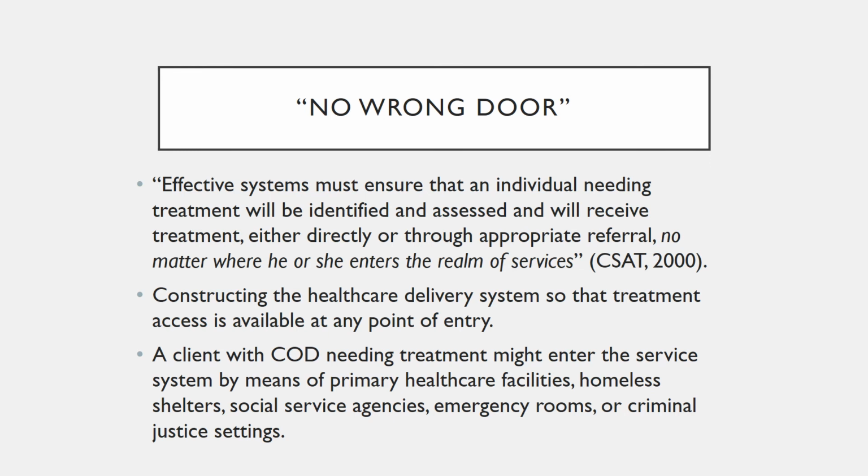So a client with a co-occurring disorder needing treatment might enter the service system through a primary healthcare doctor or a homeless shelter or a social service agency, or through the ER at the hospital or in a criminal justice setting. Either way, whoever they're first in contact with, they can make referrals, or if they have the capacity to provide treatment at those locations for those co-occurring disorders, both addiction and mental health.